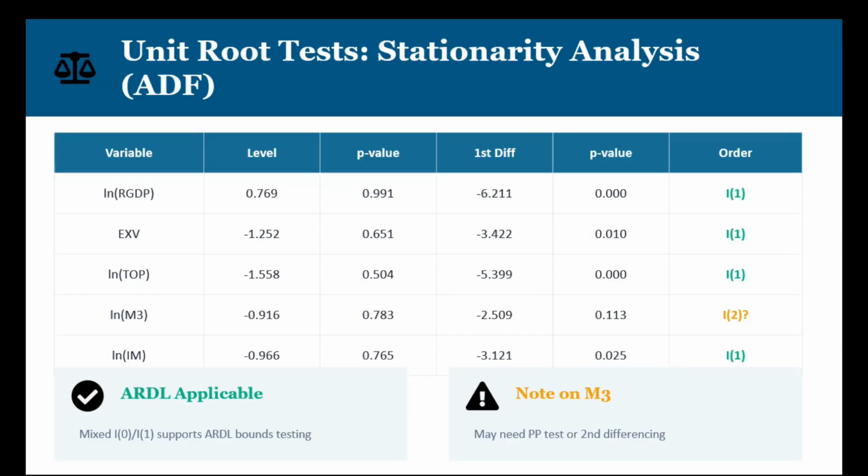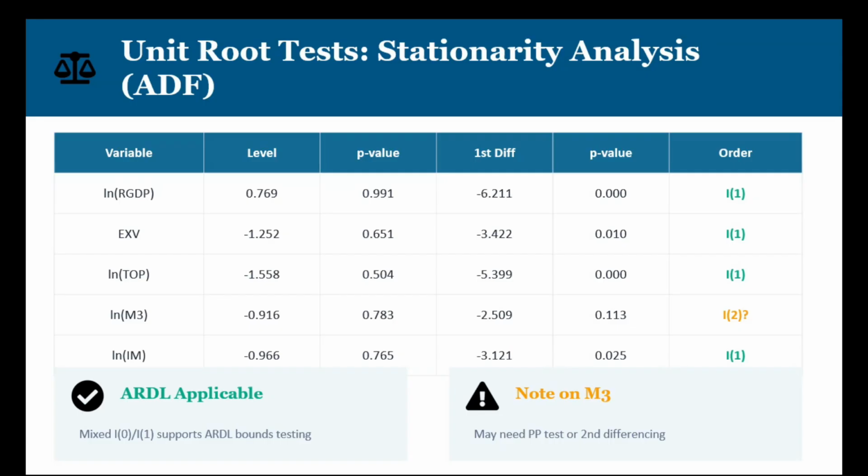So this is how you can see we are learning the stationarity analysis. This is how you can report your results from stationarity. You report at level and its p-value, and then the first difference with its p-value, and then you put the order. So this is at level, it has this value, and then the probability was 0.9.